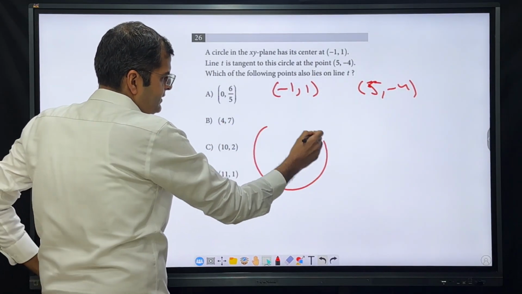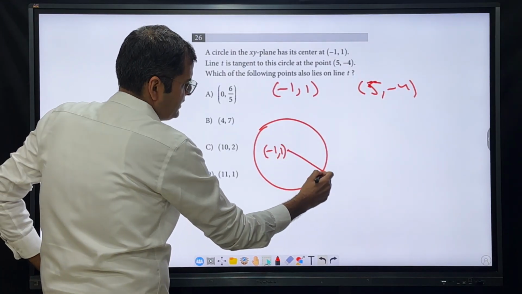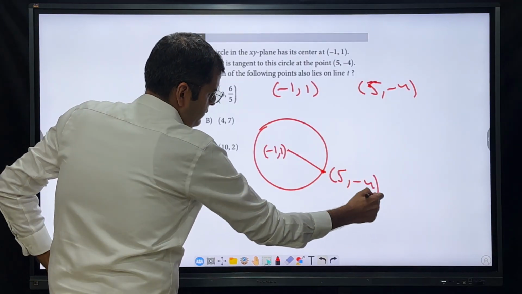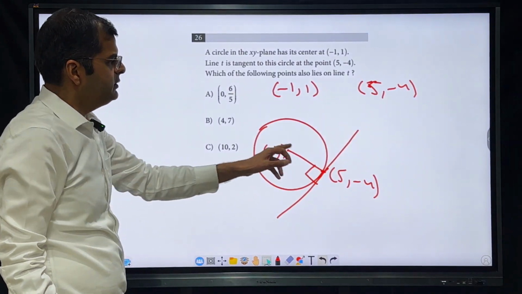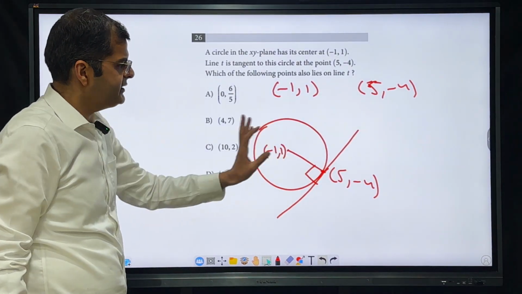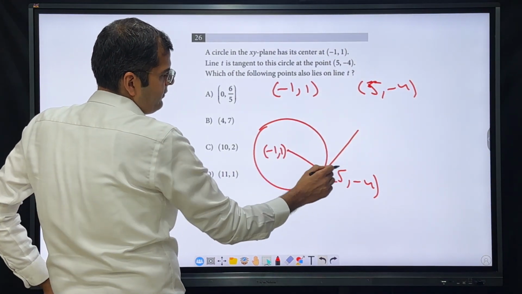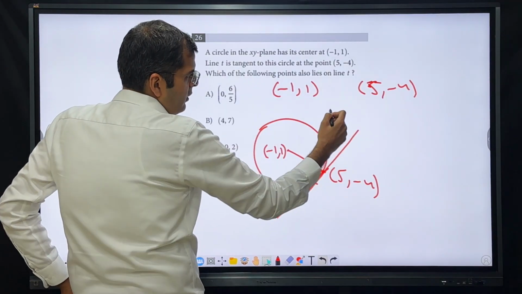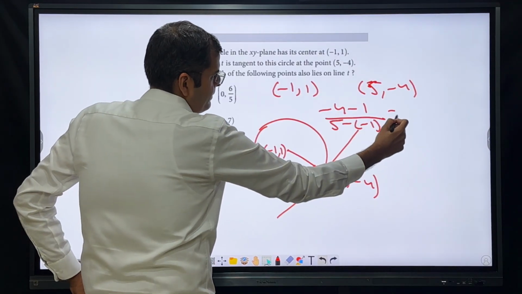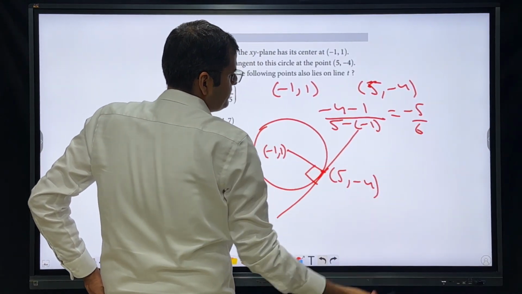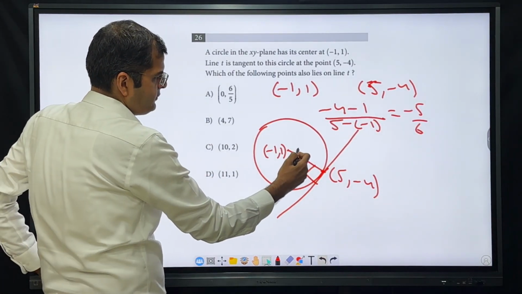So we know that in any circle, let's say this is the circle, -1, 1, and let's say this is the point 5, -4. This is the tangent line. The tangent line is perpendicular to this line, which is the radius. So what is the slope of this radius? -1, 1 and 5, -4. If I find the slope over here, that will be -4 minus 1 divided by 5 minus -1, which is -5 upon 6. Okay. So slope of this line is -5 by 6.